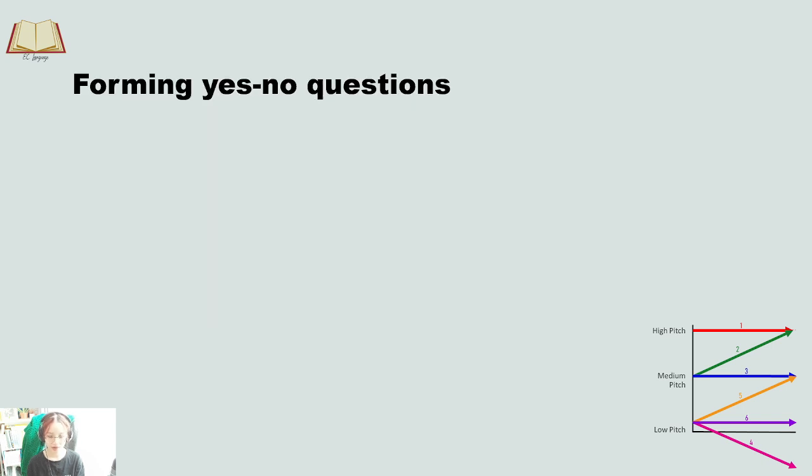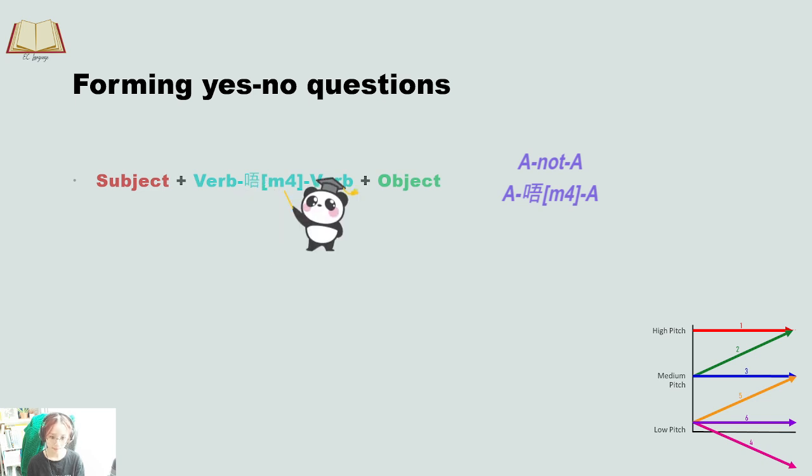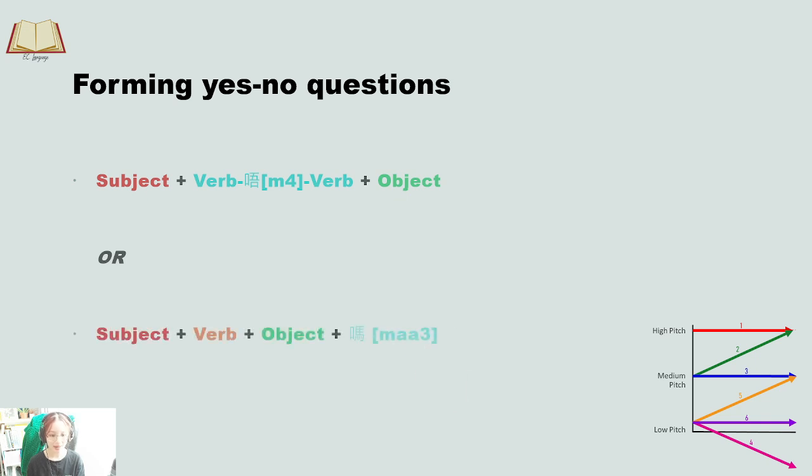Forming closed questions. I made an in-depth video explaining this before. I'll include a link in the corner of this video. Now there are two ways to form yes-no questions. The more natural, more common way is by employing the A not A structure, which is verb plus 唔 plus verb. This also works with an adjective. And the easier way is by affixing ma to the end of a regular sentence, like a question mark.